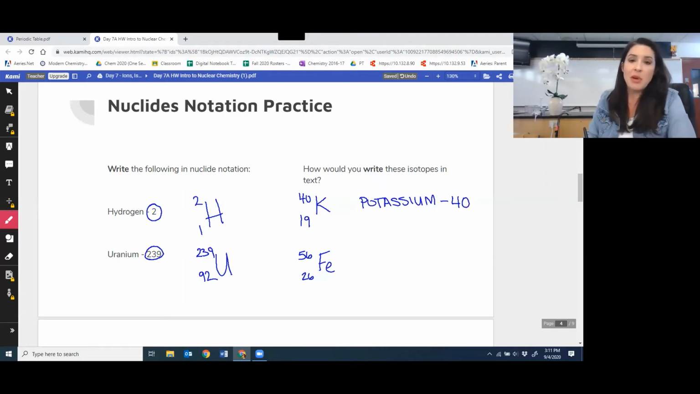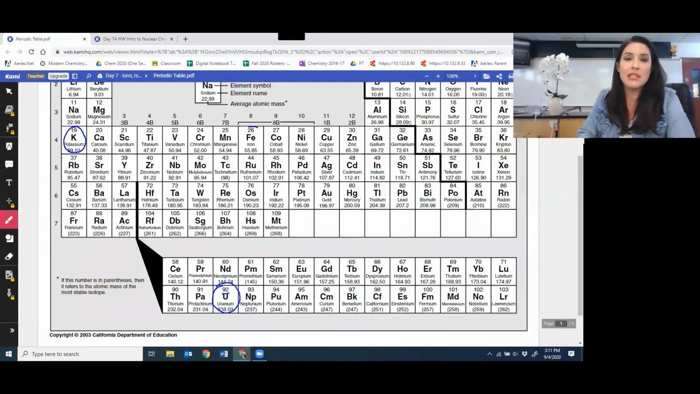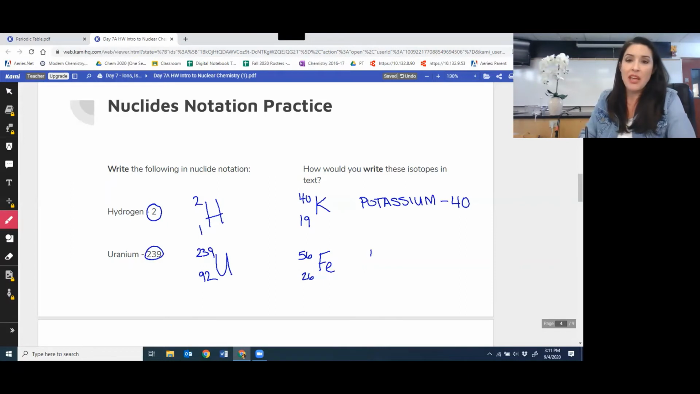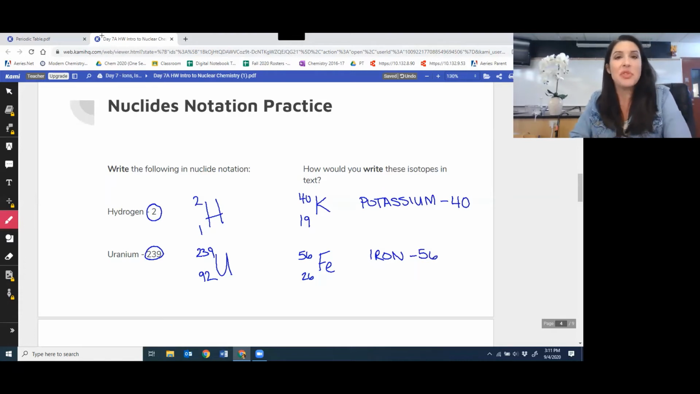Looking at this element right here, if I were to look on my periodic table, I find Fe, there it is, iron. Come on back to my problem, and this isotope is known as iron 56. And it's that simple. So that's how you want to write these isotopes when you're writing in paragraph form, writing in English, and when you're working nuclear problems and balancing nuclear reactions, you'll use this nuclide notation here. So be able to interchange between those two different techniques as you see fit.